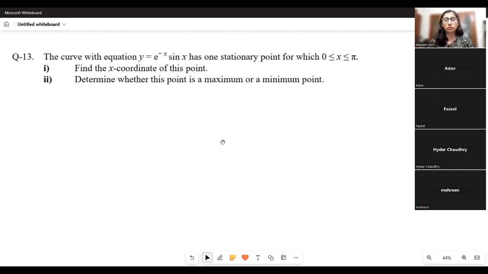The curve with equation y equals e power minus x sine x has one stationary point for which x is between 0 and pi. Find the x coordinate of this point. Determine whether this point is a maximum or a minimum. So, it has one stationary point. A stationary point is where the derivative is 0. So we have to differentiate this equation, get dy over dx and equate it to 0.